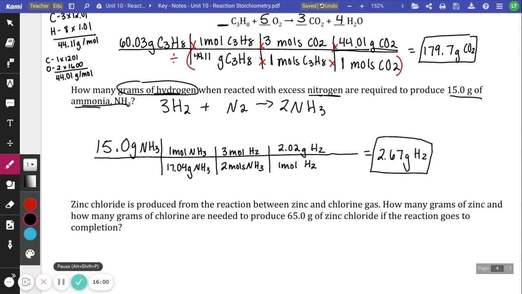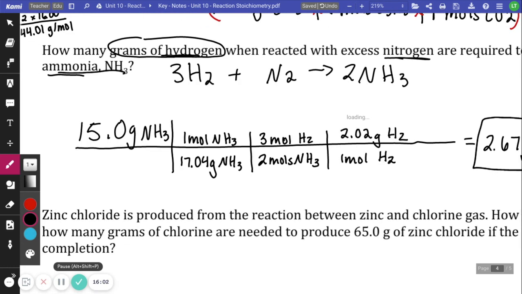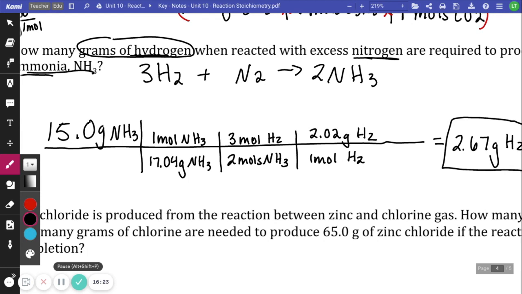All right, then from there, I started with what's given. So 15 grams of ammonia is what was given in the problem. Ammonia was not what I wanted, so I dropped it low, and I used the molar mass of ammonia to convert to moles. Still didn't want moles of ammonia, so I dropped it low and did a mole-to-mole ratio, saying that for every 2 moles of ammonia produced, it required 3 moles of hydrogen.